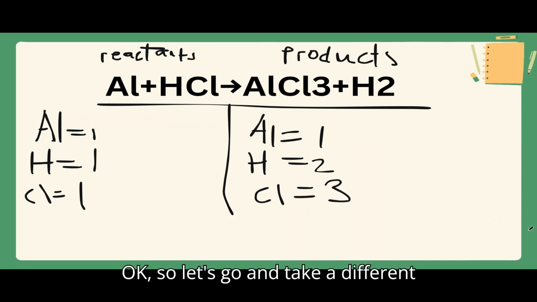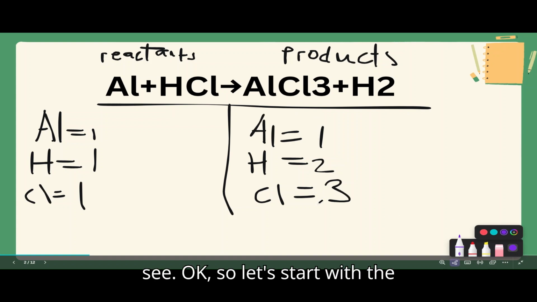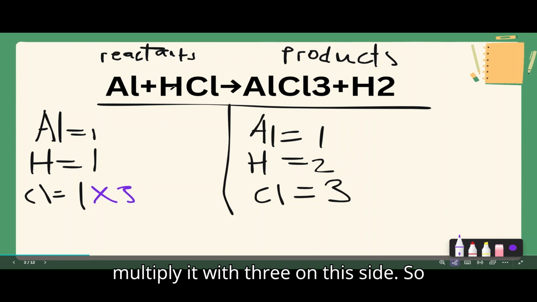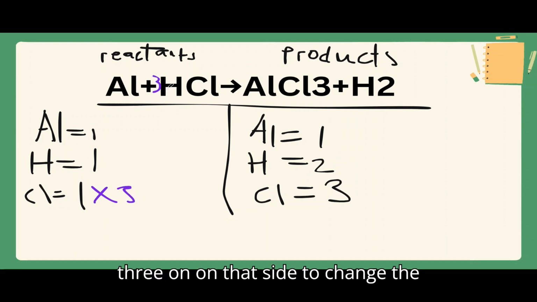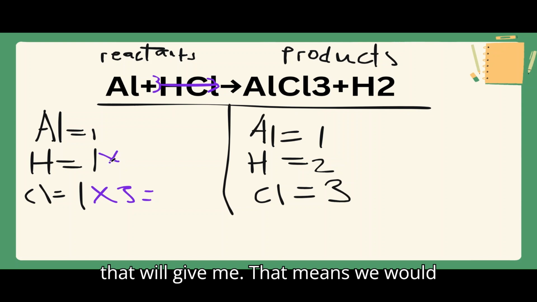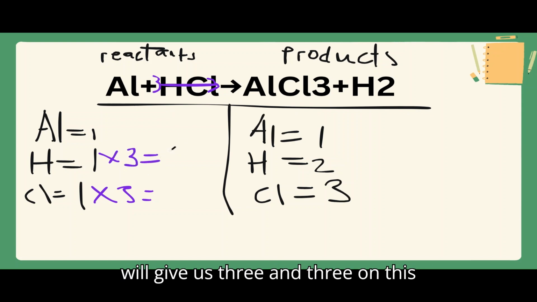Okay, so let's take a different color. Let's try purple today. Let's start with the chlorine with a 3. So let's multiply it with 3 on this side. Remember, then I would need to write a 3 on that side to change the coefficient. That means we would multiply with the hydrogen as well. That will give us 3 and 3 on this side.